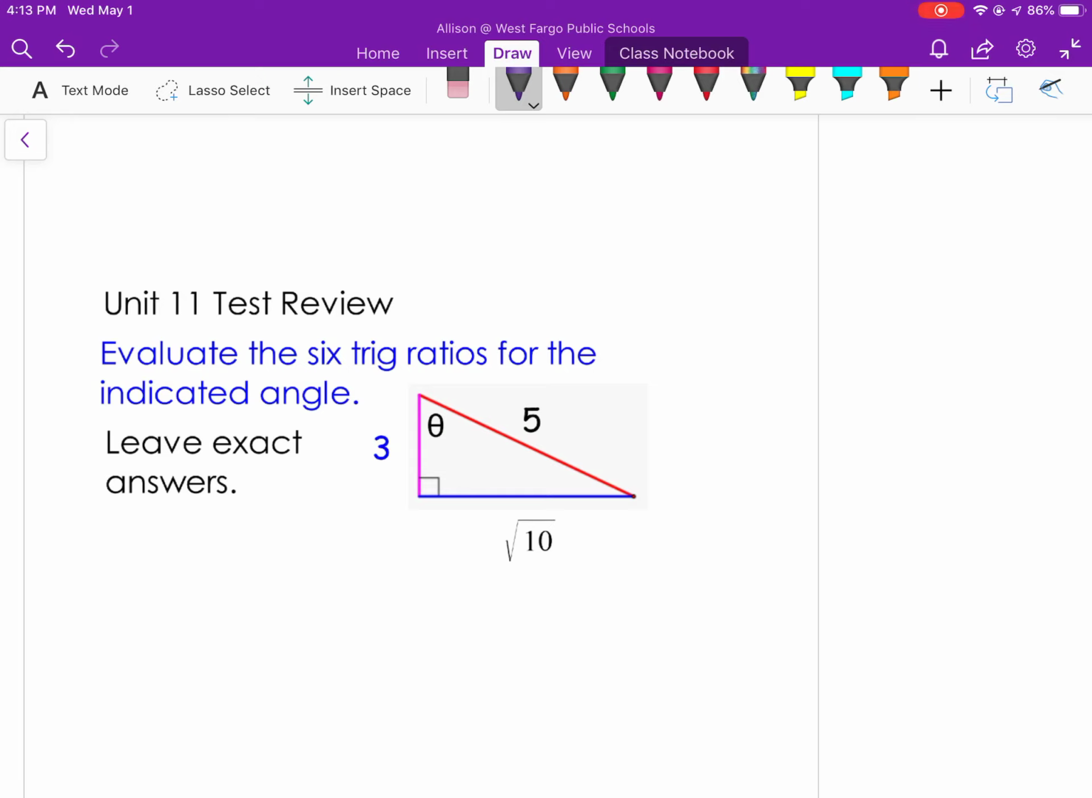So the first question was evaluating the 6 trig ratios for the indicated angle. Notice that this right triangle has already been solved, so you have all 3 sides. So then here's my angle. Across from the angle will be my opposite side.